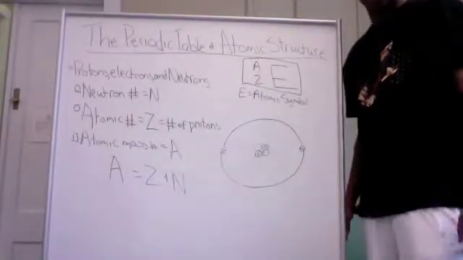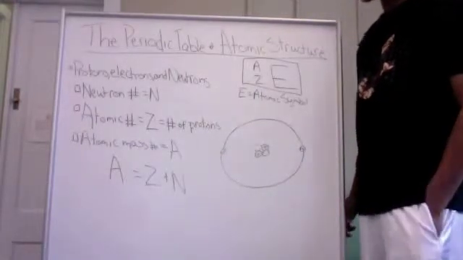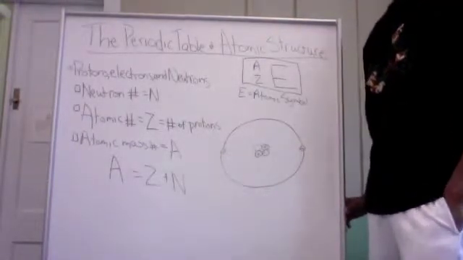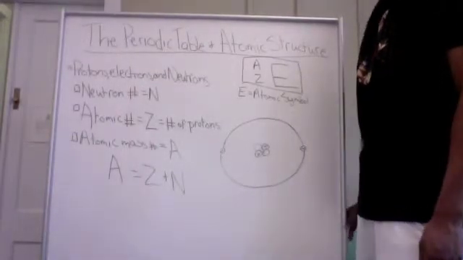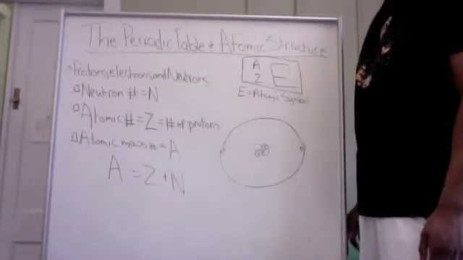I'm going to be going over an intro to chemistry with the periodic table and atomic structure today. So, the first thing I guess we should go over is protons, electrons, and neutrons and how they make up the atom.